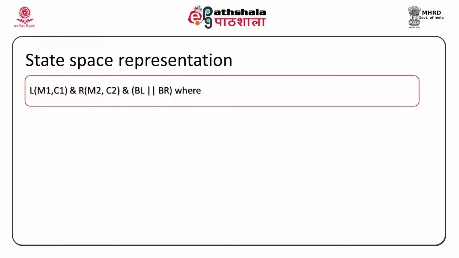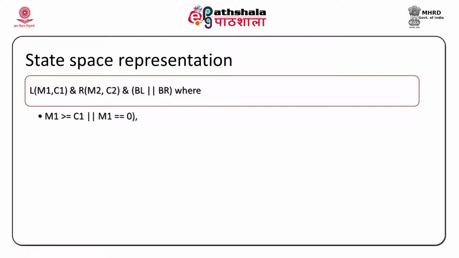Now, the preconditions. Please understand, state space representation means I am defining all states using a simple formula. We have M1 missionaries and C1 cannibals on the left side, M2 missionaries and C2 cannibals on the right side, and the boat is either on the left side or right side, where M1 is greater than or equal to C1. That is the requirement. We have already seen that the number of missionaries must be greater than or equal to the number of cannibals, but that may not be true if M1 is 0.